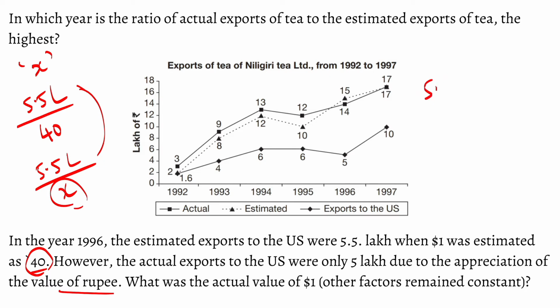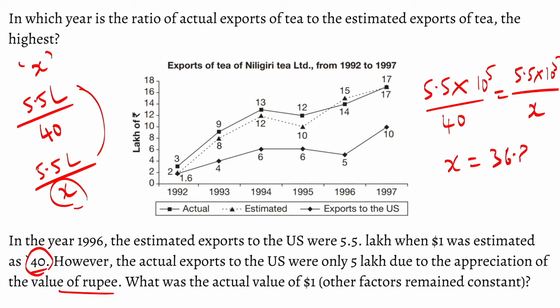Let me write it here. So 5.5 into, 1 lakh means we can simply take it as 10 power 5, right? So divided by 40, this will be equal to 5.5 into 10 power 5 by x. So cross multiply and cancel, we will be getting x as 36.36 rupees. So what is the actual value of $1? It's 36.36 rupees. So this is our first graph.